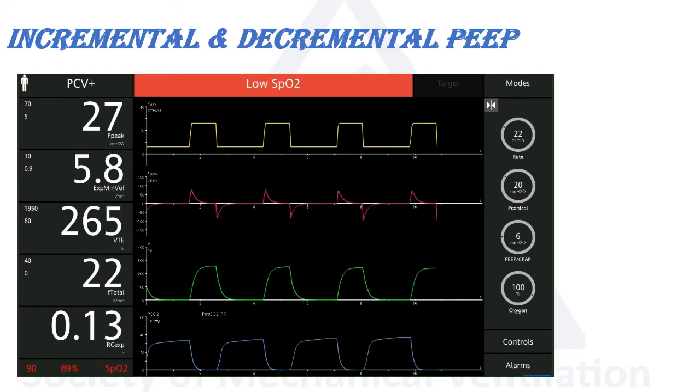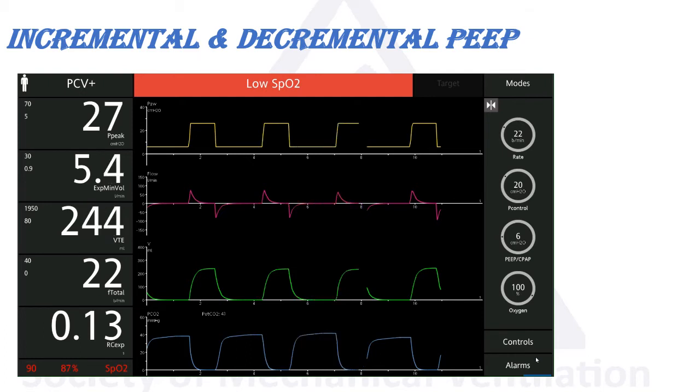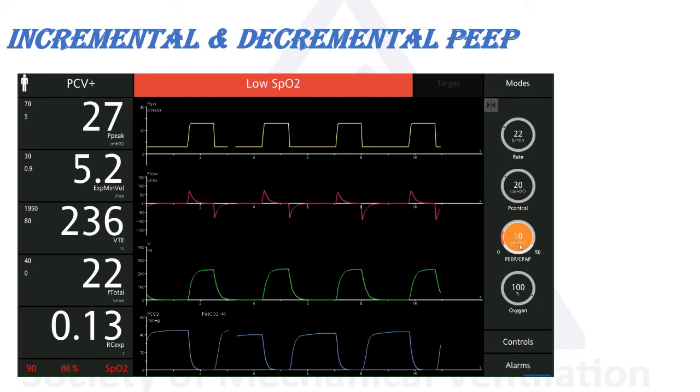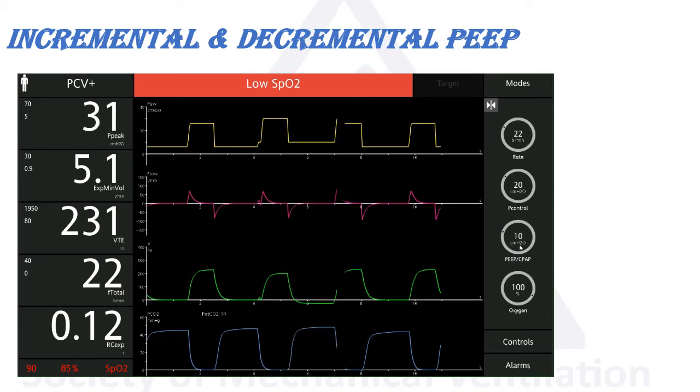This is usually not recommended. As we said before, PEEP does not recruit the lung, but rather prevents the derecruitment. But simply, you go in step fashion. I'm going to try to do it a little bit faster for the sake of time, until you find the best compliance.